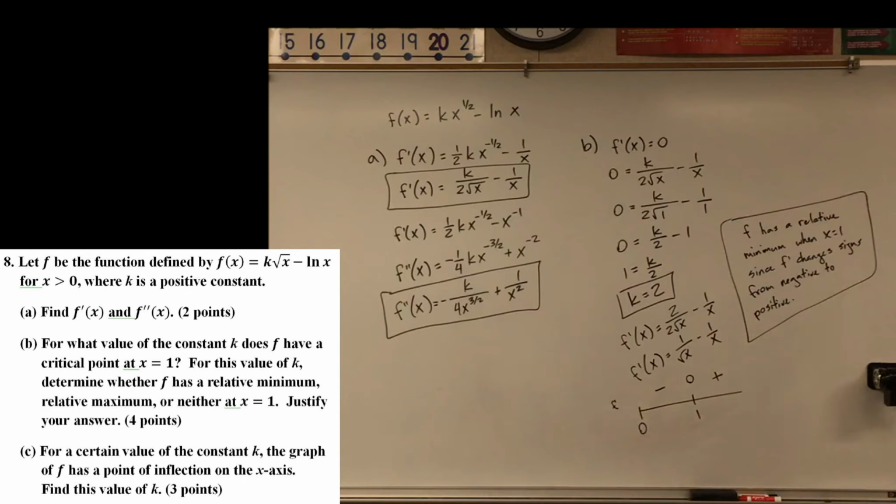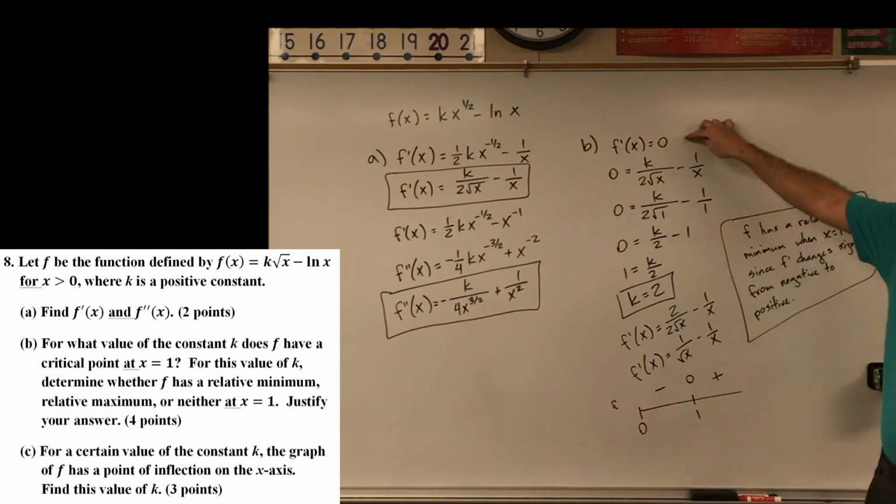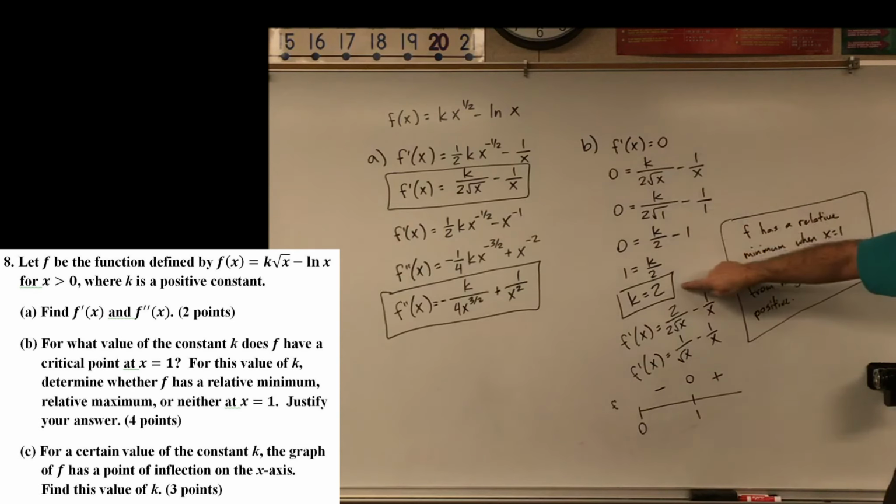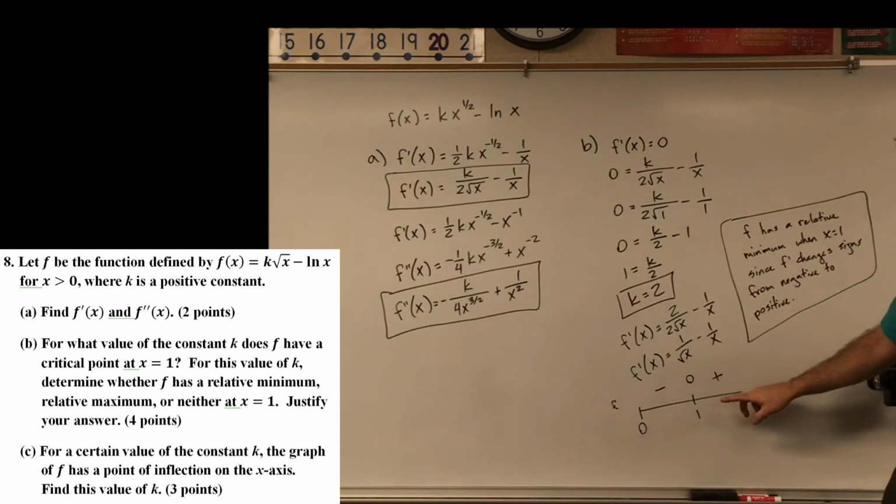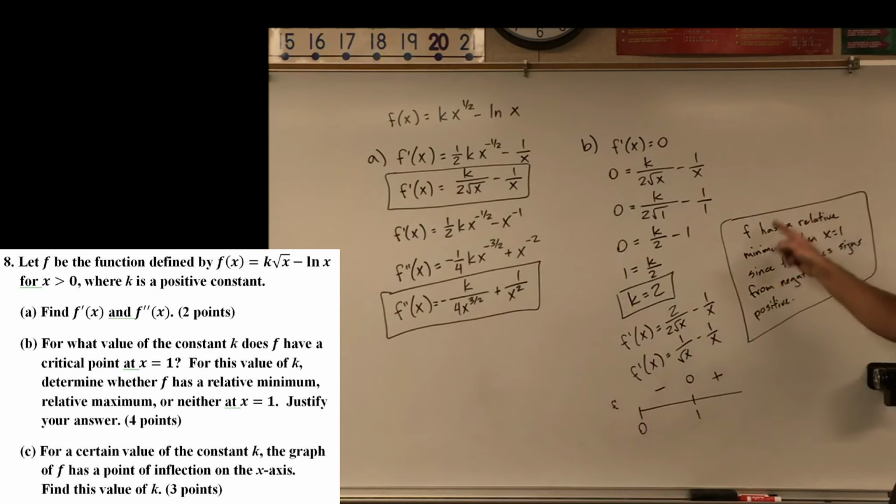Are you guys good with that? So 1 point for showing that f prime is supposed to equal 0 to find the critical point. 1 point for finding k. 1 point for your answer about relative minimum. And 1 point for f prime changing signs from negative to positive. Are we good with that?